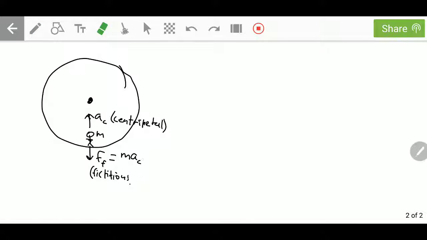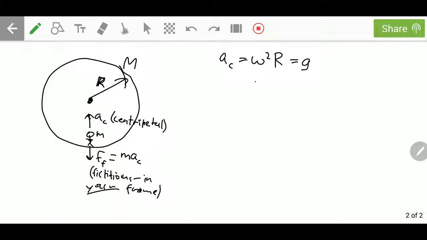So I should clarify that. In your frame, of course, you would not see that centripetal acceleration. You would instead see the fictitious force. So anyway, centripetal acceleration is omega squared r, where omega is the angular velocity, and we want that to equal g. And so we know that omega is going to be the square root of g over r. So that's the first thing.